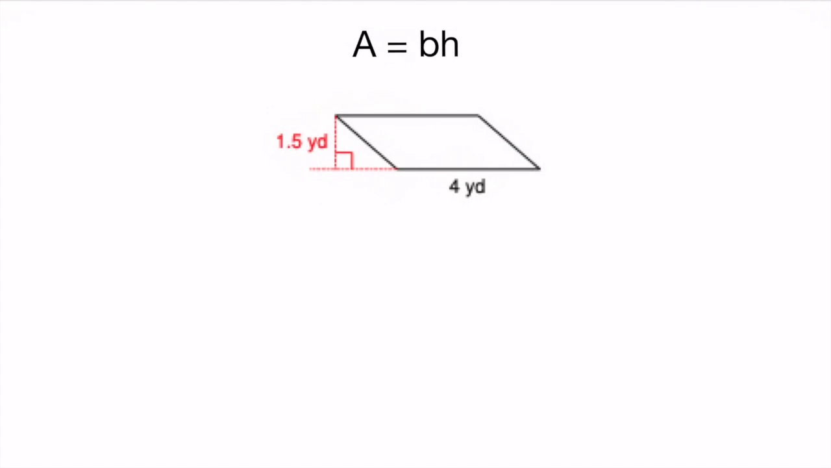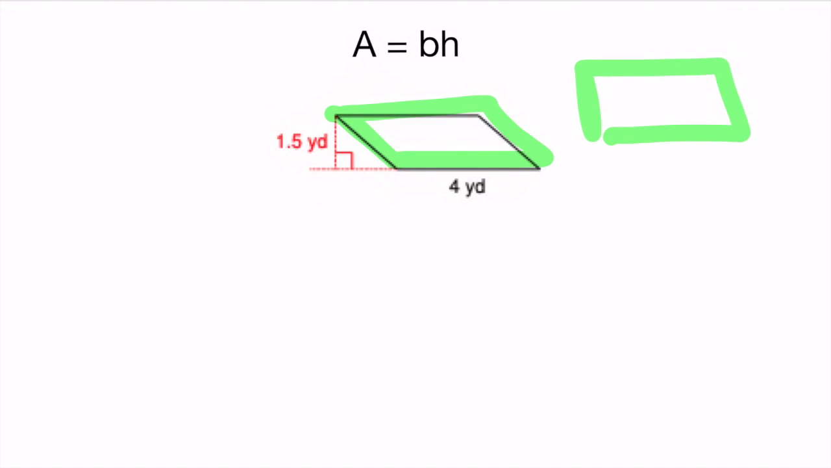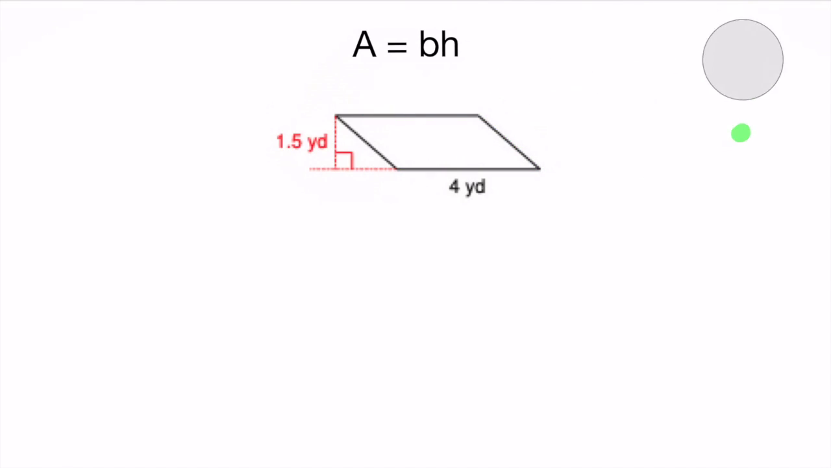Let's go ahead and look at finding the area of a parallelogram. So this shape right here is a parallelogram. It kind of looks like a rectangle that we've just shifted a little bit. The formula for this, and this will be on your formula sheet on the exam, is area equals base times height. So what we need to do is identify our base and our height. Here's our base, and here's our height. That makes it pretty simple.